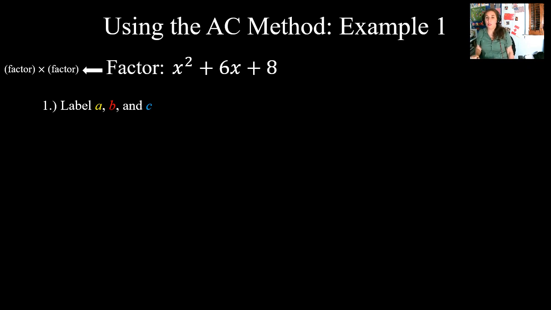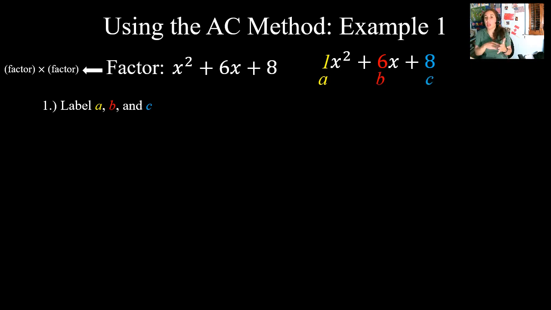So the first step of the AC method is to label your coefficients A, B, and C. So what I've done is I've sort of rewritten my trinomial over here, okay? And I wanted to sort of highlight those coefficients so you could see them a little bit better visually. So my A here is actually this invisible 1, right? I didn't have a coefficient in front of my x squared term. Whenever I just have an x squared or a y squared or an x or a y with no number in front of it, there's just this invisible 1, right? Because 1 times x squared is x squared. So my A here is 1, all right? What's my B? It's 6, and my C is 8.